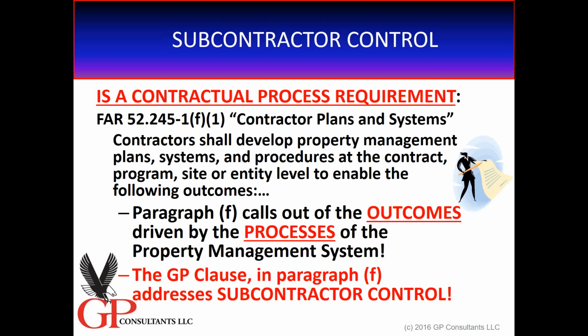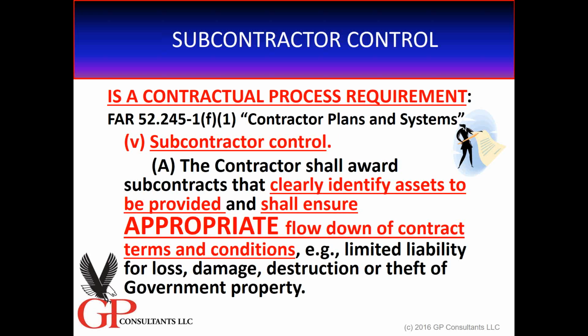And within paragraph F, as a process, we have subcontractor control. Paragraph V, subcontractor control, states a couple of different things. Contractors shall award subcontracts that clearly identify assets to be provided and shall ensure appropriate flow down of contract terms and conditions. And within that, we used as the one example the risk of loss provisions, the loss provisions that are included within the prime, and then determining, well, wait a minute, which one is appropriate. I'm going to discuss that a little bit later and show you some of the examples.